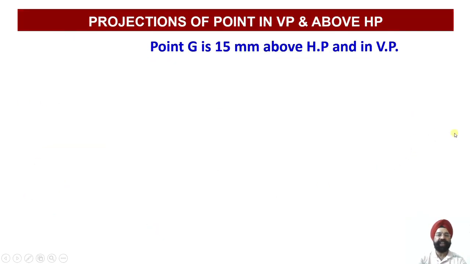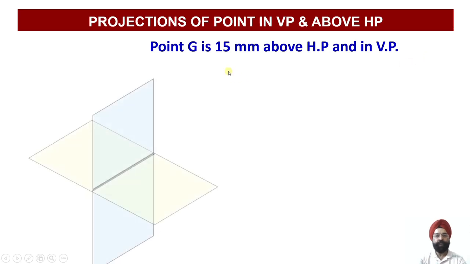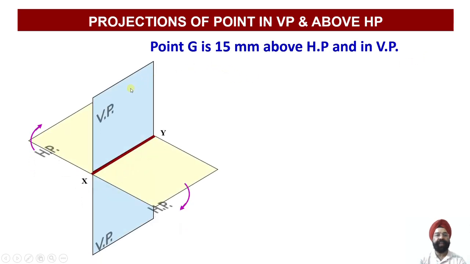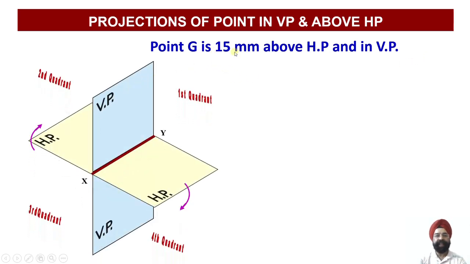Now after point F, if we pick up the projections of the point G, point G happens to lie in the vertical plane and it lies 15 millimeter above HP. So if the point lies in VP, it can lie over here, it can lie over here, but in this case it is lying 15 mm above the horizontal plane. So 15 mm above, we mark the location of this point.